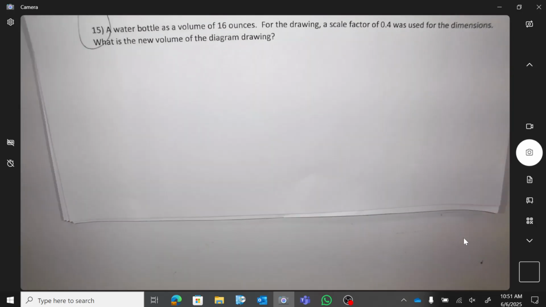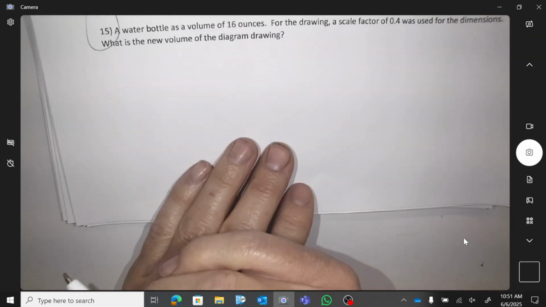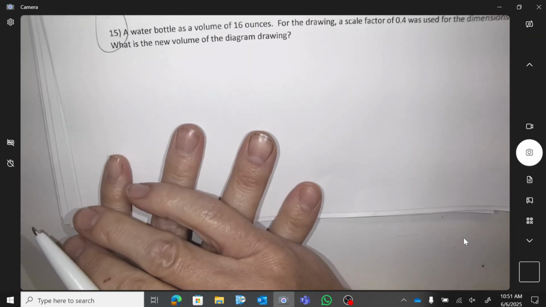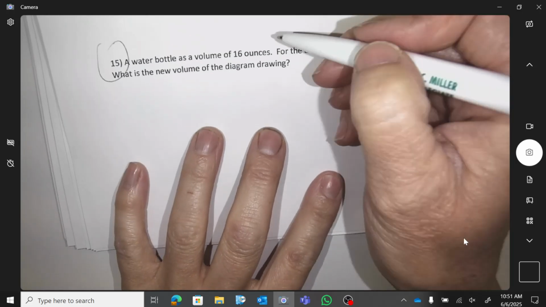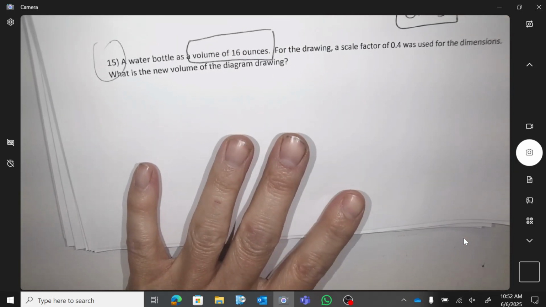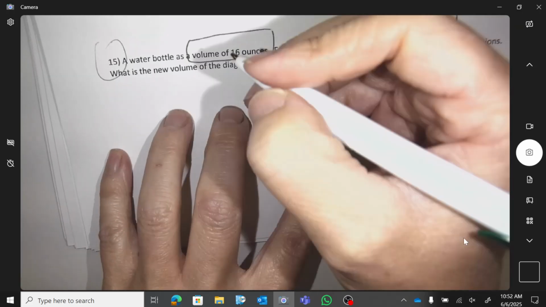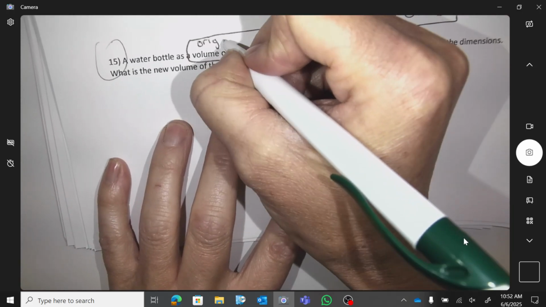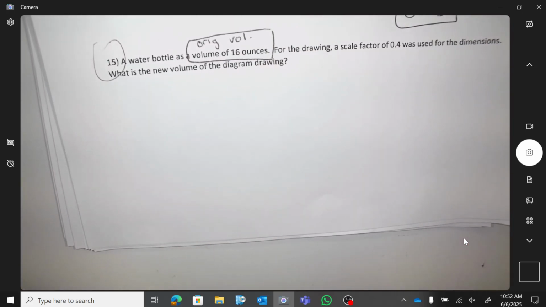Okay, question 15 and 16. We got 2 to go. Okay, here we go. A water bottle has a volume of this. So this is my original volume. That's what that is showing me. It's the original volume.